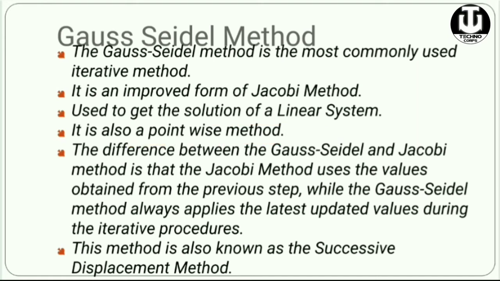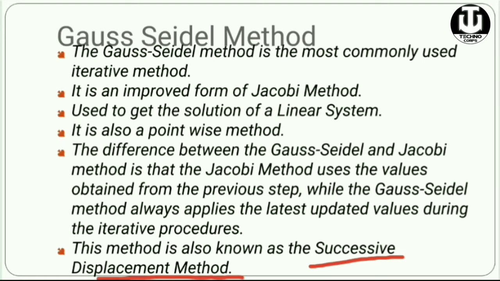Okay, the basic difference between the Gauss-Seidel and Jacobi method is what? The Jacobi method uses the values obtained from the previous step, while the Gauss-Seidel method always uses updated values during the iterative procedure. What is this? We will see just now, don't worry. So this method is also known as the successive displacement method. Okay, this is another name of this method.